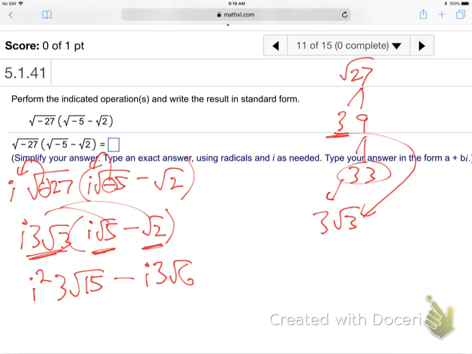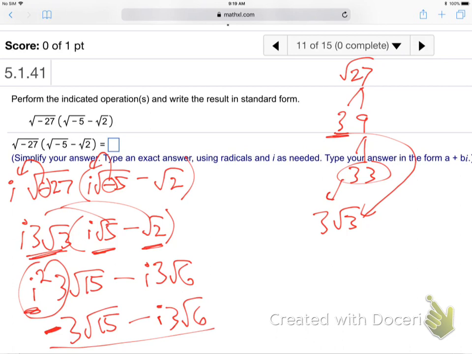Like that. Good. Now, what does that i squared do? What do we always do with i squared right here? Negative 1. So that just changes this to be negative 3 root 15. Right? It becomes negative. And there we go. There's our answer. Good? I'll do a couple of those hard ones and we'll take our test.